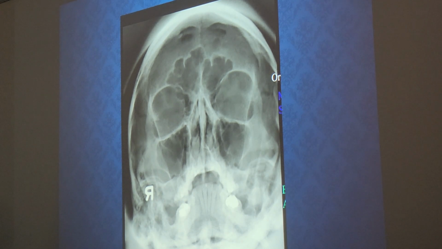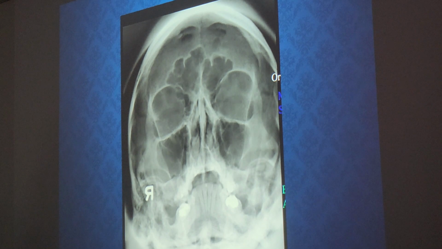Sphenoid? No, it's near the eye. Ethmoid. Sphenoid usually sits behind the ethmoid, so you wouldn't be able to see it on this. But if you open the mouth, it's in the mouth on this image, underneath the teeth, not right there. Where is the sphenoid sinus on this image?